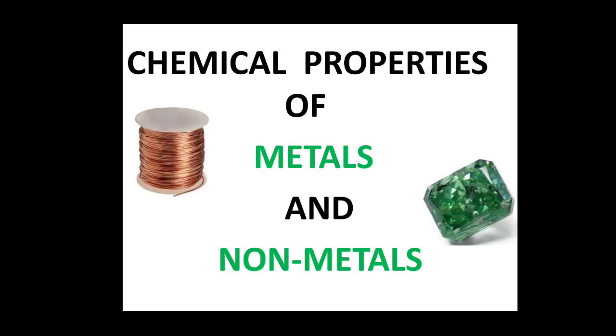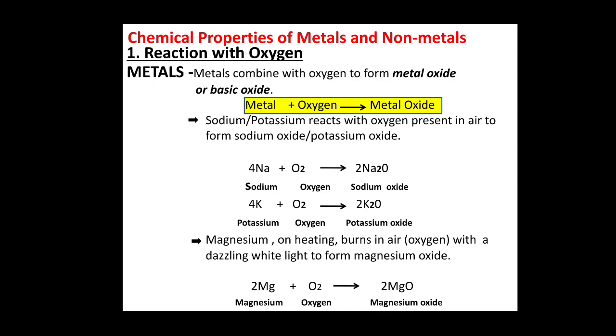So let us see what the chemical properties of metals and non-metals are. First one, reaction with oxygen. First of all we will see the reaction with metals, then with non-metals as well. So when a metal combines with oxygen, it forms a metal oxide or basic oxide. Why it is called a basic oxide, we will learn a little later with the help of an activity, right. So a metal when combined with oxygen gives a metal oxide.